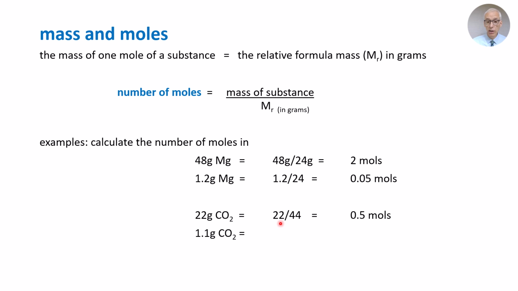Okay, so mass of substance, 22 grams. The formula mass of carbon dioxide, we're no longer dealing with atoms, we're into a molecule or a compound, so 12 for carbon and 2 oxygens. 12 plus 2 times 16 comes to 44. So 22 divided by 44 is 0.5. Similarly, 1.1 grams divided by 44 comes to 0.025.